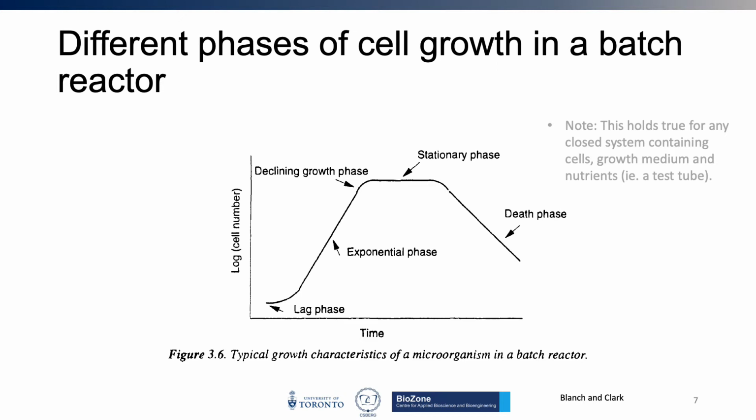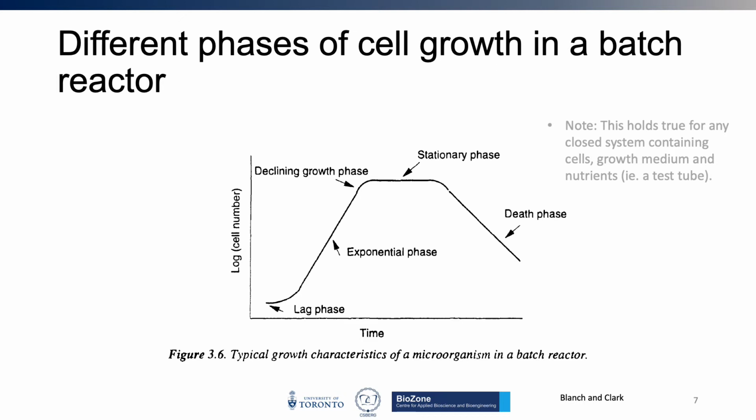And then after the stationary phase is when you have cell death, where the nutrients in the environment are not enough to sustain all the living cells in the population at that point in time. And just to note, this holds true for any closed system containing cells, growth medium, and nutrients. So this could even be a test tube, and it doesn't have to be a bioreactor with all the equipment that you saw in the previous slides.